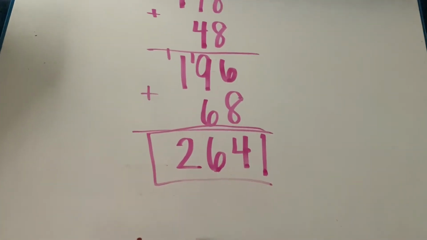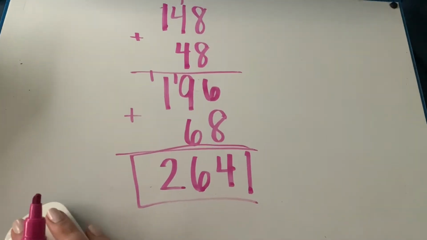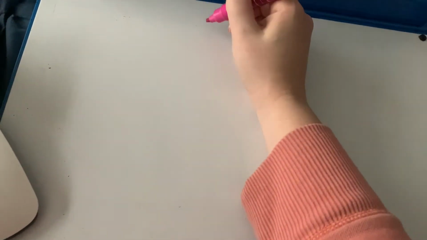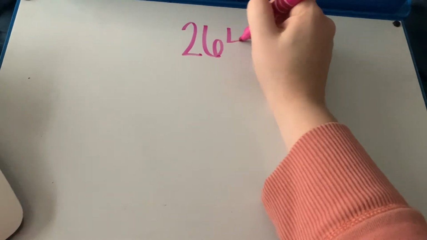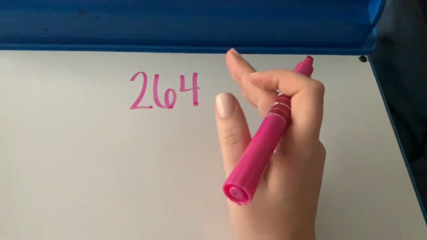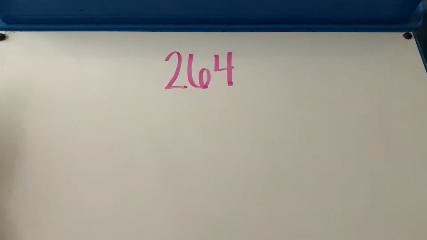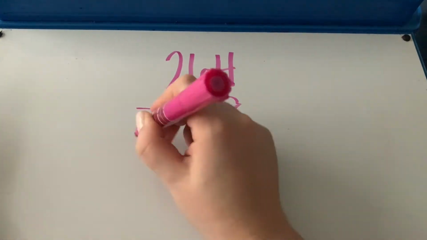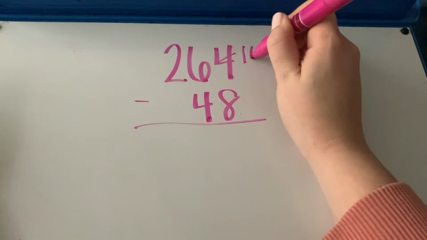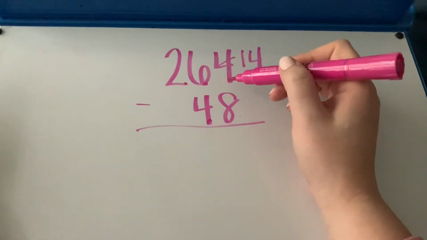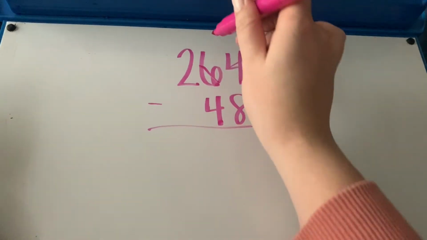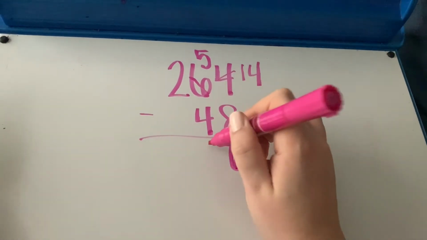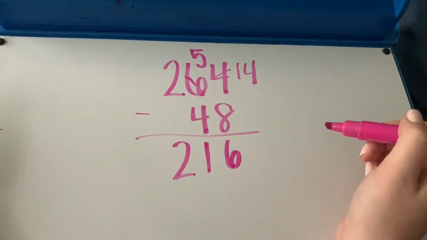So now I'm just going to check to make sure I got the correct answer. Okay, so I'm going to start with 264 because that was what I said was the total amount of fruit that he had. And I'm going to subtract the amount of peaches because that's my first number. So 4 minus 8 can't be done, so I have to make it a 14. Make that a 5. So we have 216.